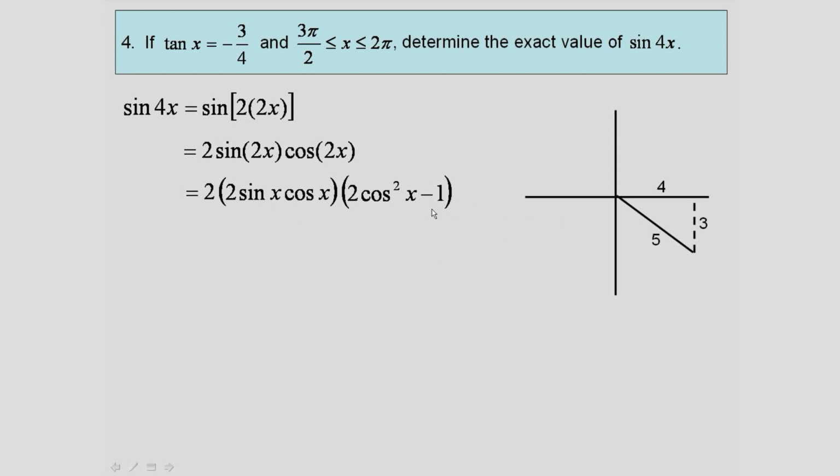Okay, so we've got it ready to go. What's the sine of x? Well, sine is opposite over hypotenuse.